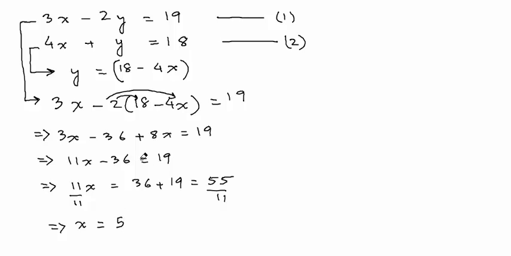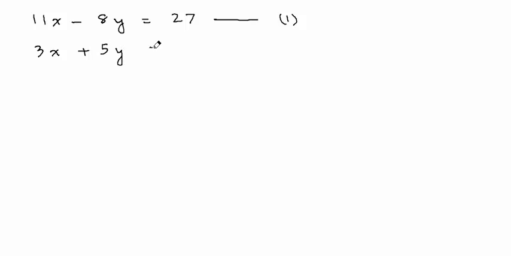And the moment I have x is equal to 5, I am almost done. I'm going to take this value of x and put it back, let's say in the second equation. So we have 4 times 5, 4 times x is 5. That's 20. And 20 plus y is equal to 18. Therefore, y has to be equal to negative 2. So the values of x and y that fit into both equations 1 and 2 simultaneously is x is equal to 5 and y is equal to negative 2.